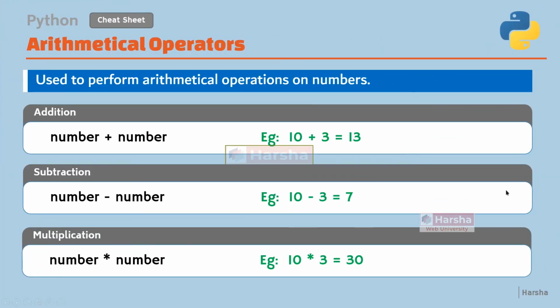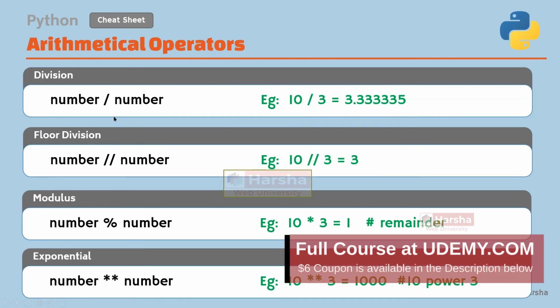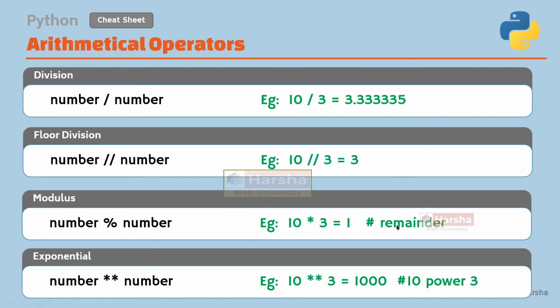And this is the cheat sheet for the same. See, plus for addition, minus for subtraction, star or asterisk for multiplication, slash for division, double slash for floor division, percentage symbol for modulus, that gives you the remainder, and double star means exponentiation. For example, 10 power 3.